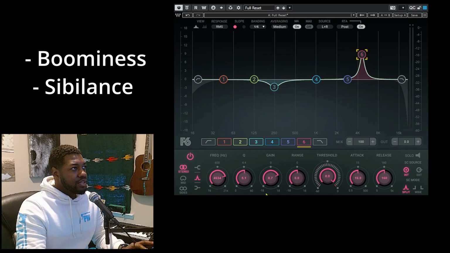So there it is right there. It's in the 4,600. So I mentioned 4,500 earlier. Let's see what's going on at 6,000.